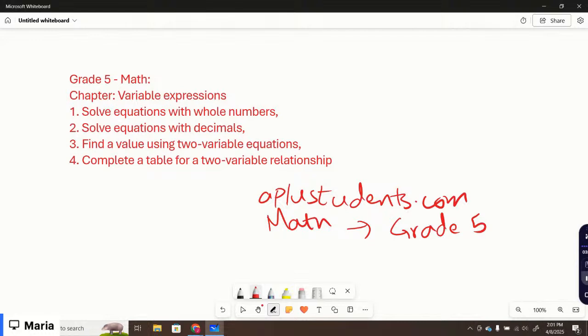We're going to start with the chapter variable expressions. The lessons we're going to cover today are solve equations with whole numbers, solve equations with decimals, find a value using two variable equations, complete a table for a two variable relationship. So please make sure you have your notebook and pencil so that you can note down the important examples and definitions as well.